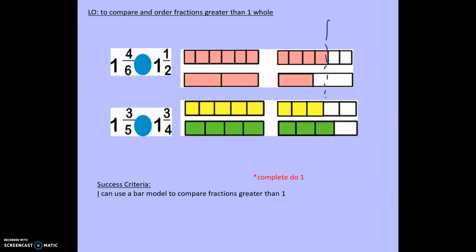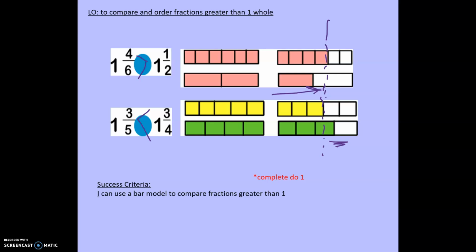You can quite clearly see that my pink bar does not go up to the line, so 1 4/6 is greater than 1 1/2. And on the other sets of bars, we've got 1 3/5 or 1 3/4. You can see that 1 3/5 goes to here, but we have some green that goes further than the yellow bar. So 1 3/5 is less than 1 3/4, because 1 3/4 has more if I wanted the chocolate bar.